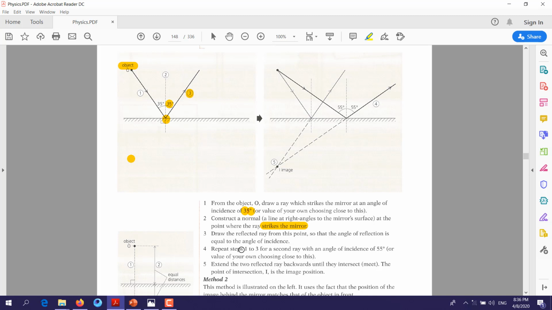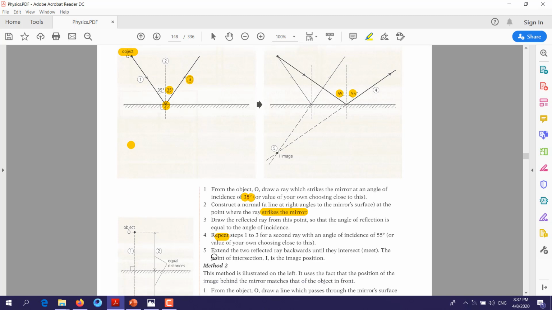Now repeat steps 1 to 3 for a second ray. You will repeat step number 1, which is drawing a ray and a reflected ray, but this time you will not use 35. You will use any other number. Here, as you can see, they drew another ray, but see the angle this time. It's not 35, it's another number. They used 55, and the reflected ray will also be 55.